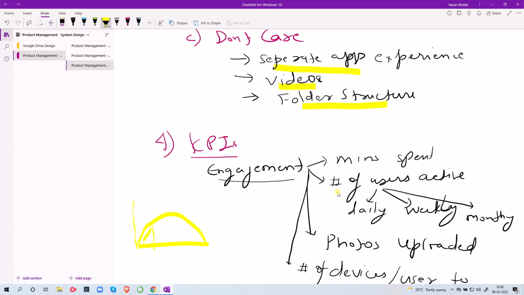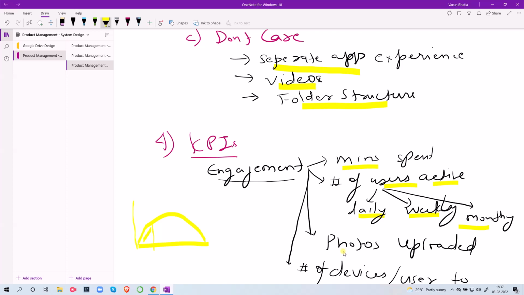I'm assuming that a larger part of Google has a lot of customers, like your Google search customers, who basically want to use a valuable product. So I'm not worried about customer acquisition. What I want through this product is engagement, right? So what metrics would I track? I'll probably track minutes spent on this newly developed capability. I'm going to look at the number of users that are active daily, weekly, and monthly.